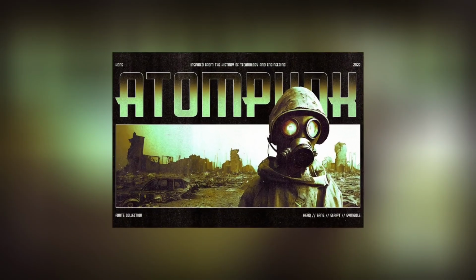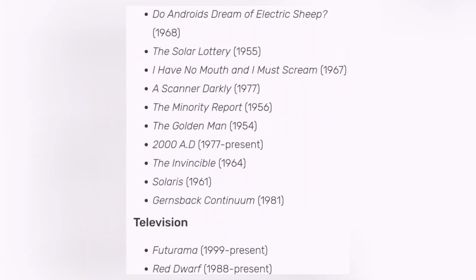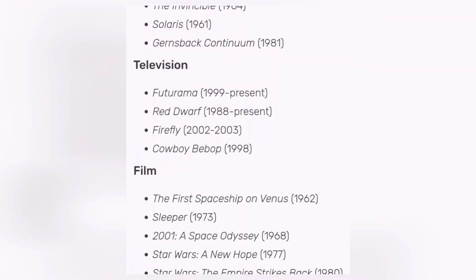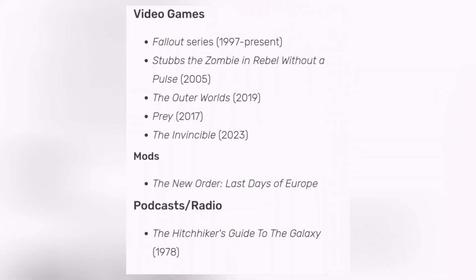For starters, we'll be exploring atom punk, as I feel it's one of the more well-known aesthetics, even if you don't exactly know it by name. Even if you don't know it by name, I can almost guarantee that you know a piece of media that falls into this aesthetic. We'll be talking a bit more about the media for these aesthetics in a bit, but for right now, let's talk about the origins of atom punk.